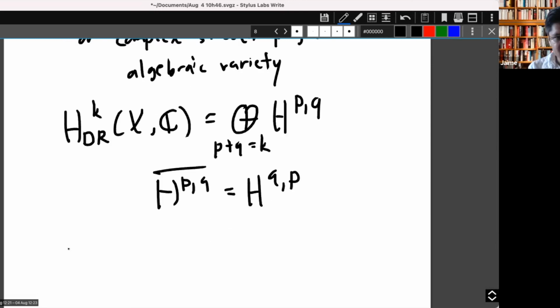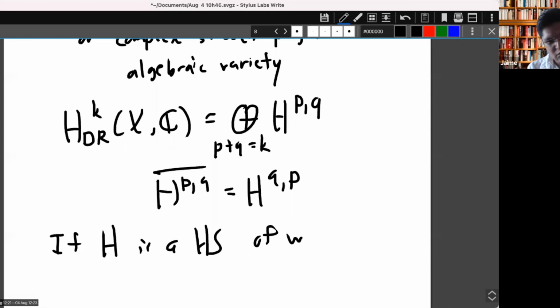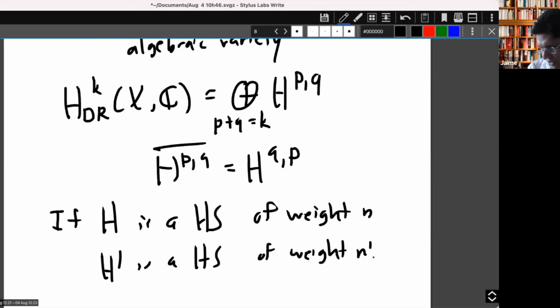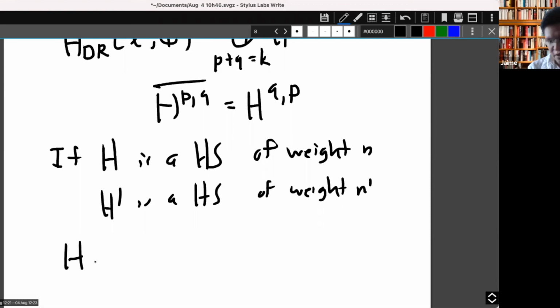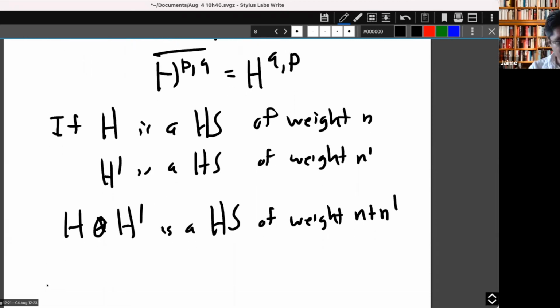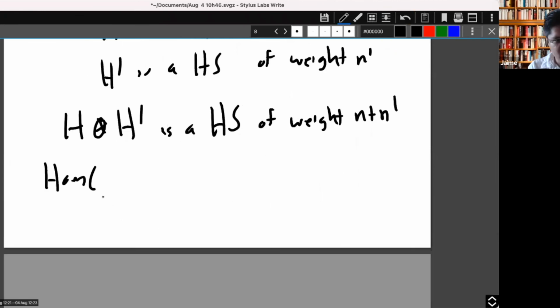So what else? If H is a Hodge structure of weight N and H prime is another Hodge structure of a different weight, let's say M prime, then we can form more Hodge structures. For instance, we can take the tensor product of Hodge structures and get a new Hodge structure. It's a Hodge structure of weight N plus M prime. And we can even take, as we saw, morphisms, but then we take all the morphisms between H and H prime. And then it turns out this is also a Hodge structure of weight.